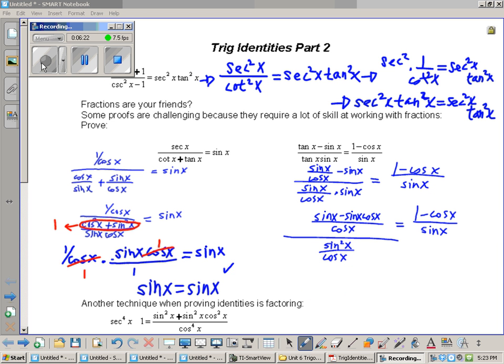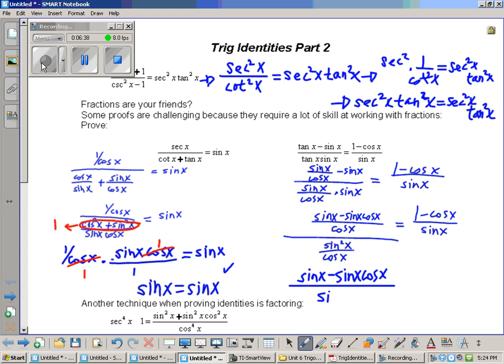From here, I can multiply by the reciprocal, which would give me sine x minus sine x cosine x all over sine squared x. When I multiply by the reciprocal, the cosines will cancel each other out. Again, keeping the right side constant.